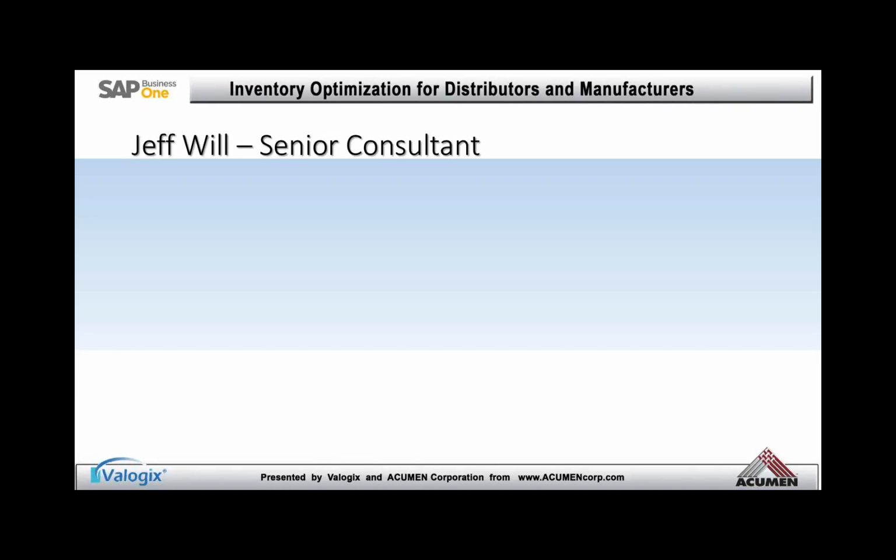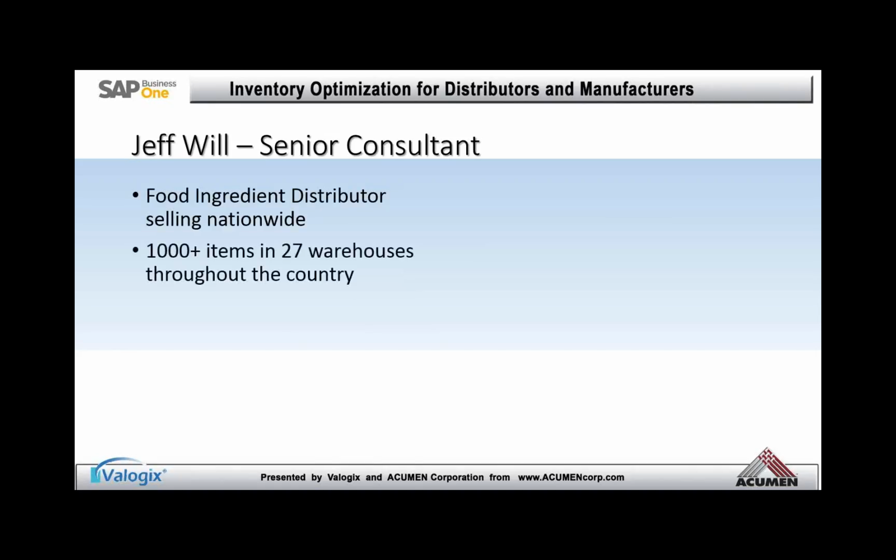That it was. The company is a food ingredient distributor selling nationwide. They had over 1,000 items in 27 warehouses across the country. All the warehouses were managed using just 3-ring binders. Oh my gosh, it's amazing the company was profitable. Well, how did Acumen and SAP come into play?